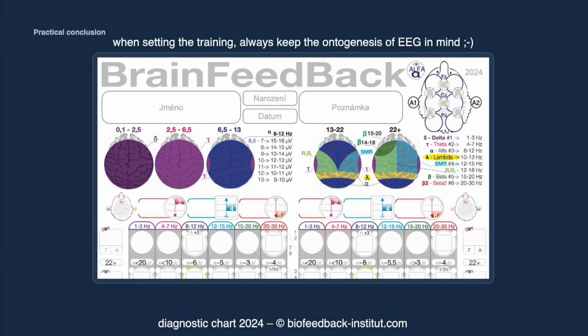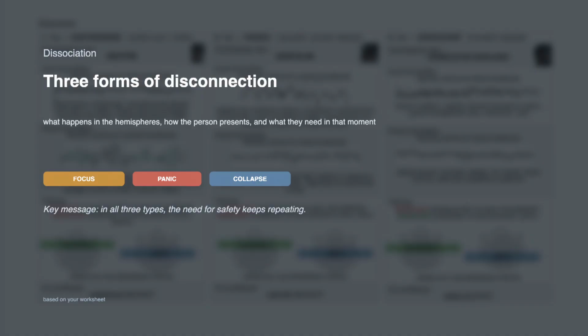Now, let us move to the first part of this presentation, dissociation. We developed the dissociation protocol in 2023 and have been collecting additional data since then. I would now like to present our hypothesis, which we will explore in greater depth over the coming years, and you are welcome to join us in this endeavor.